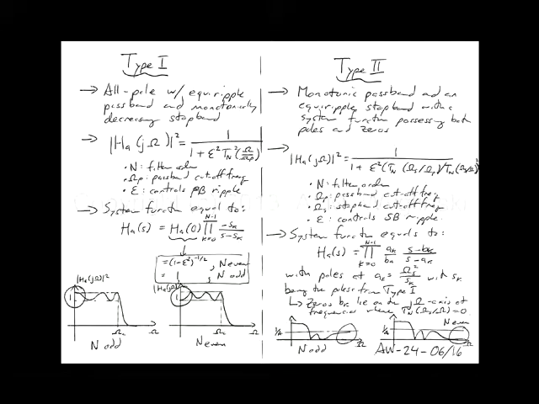On the other hand, we have type 2. Type 2 is a little bit more tricky. Type 2 has a monotonic passband, right? So it's like this now.